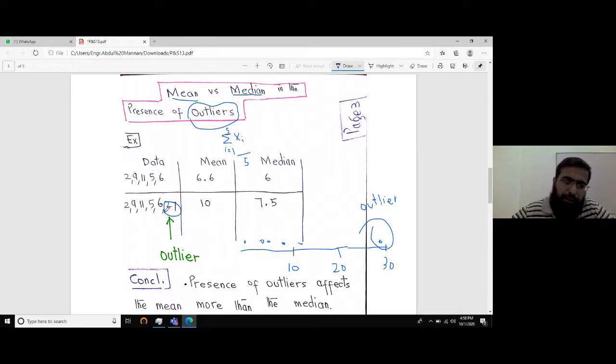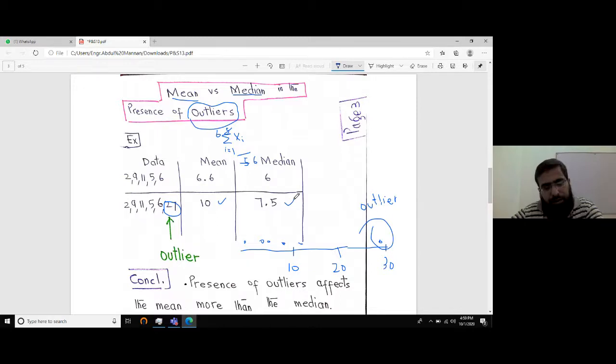But if we add the number 27 to this data set, now we have 6 numbers. The formula is the same, but now we have the new data set, so we go from 1 to n, where n is 6 in this case. The mean is now 10, but for the median, the answer is 7.5.